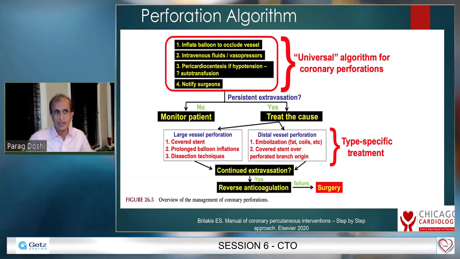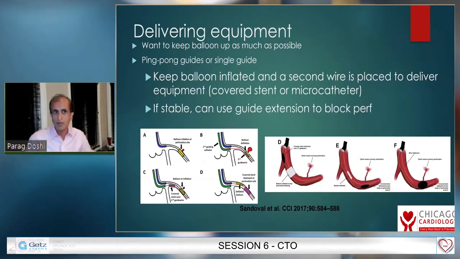When you deliver the equipment, try to keep the balloon up as much as possible. Use ping pong guides, but if you have a single guide, keep the balloon inflated and get the second wire right across, around the balloon, before you deflate the balloon and again get it up quickly. Sometimes you can use a guide extension across that portion to block the perforation.